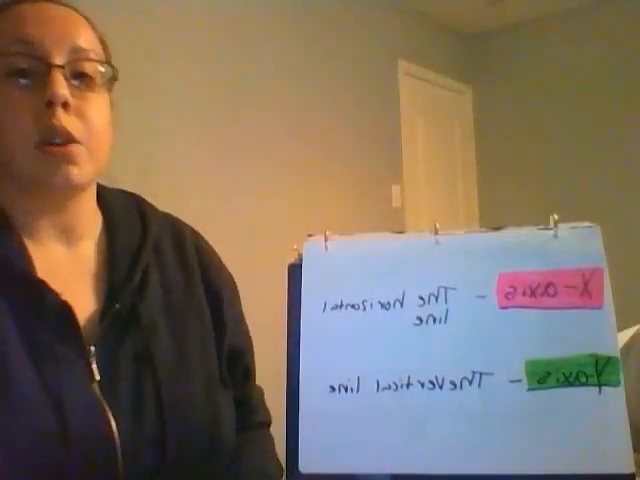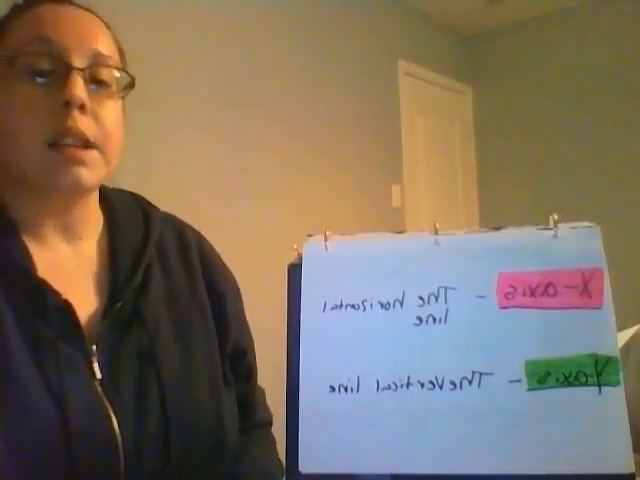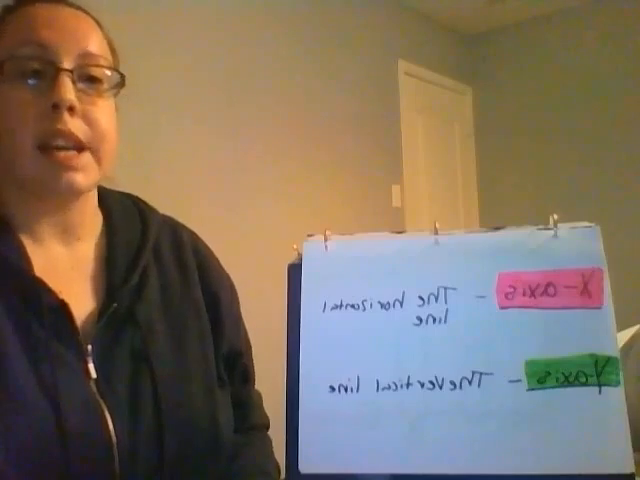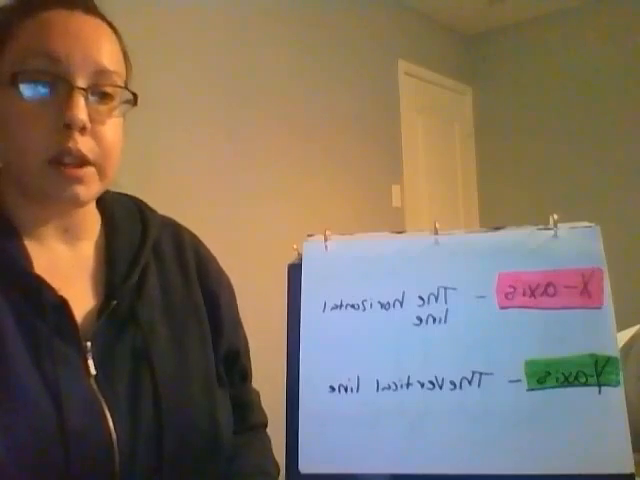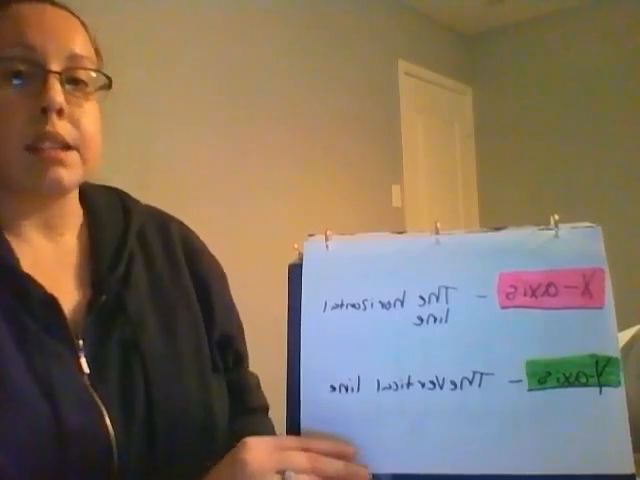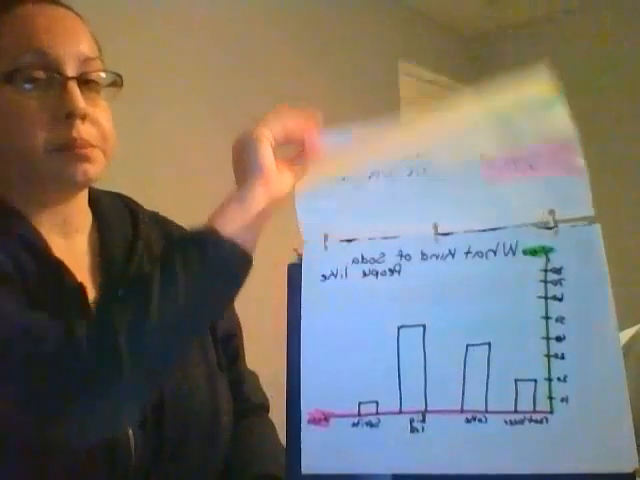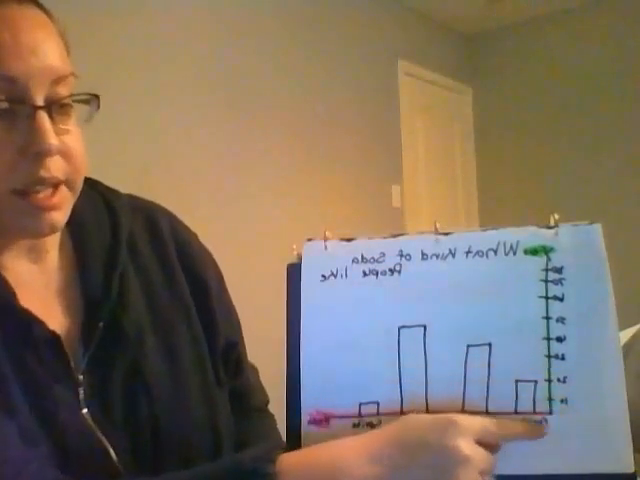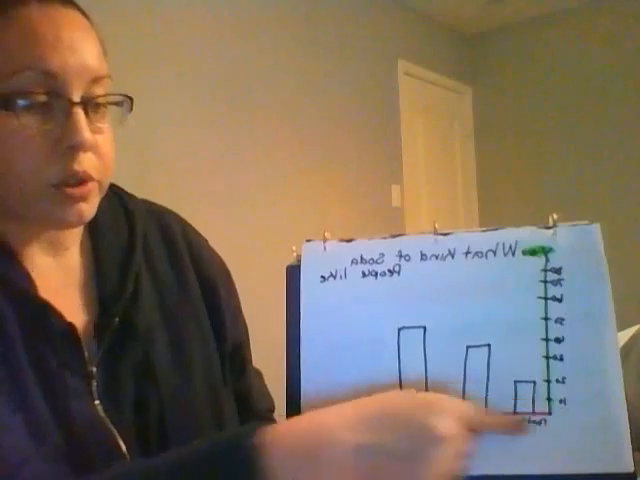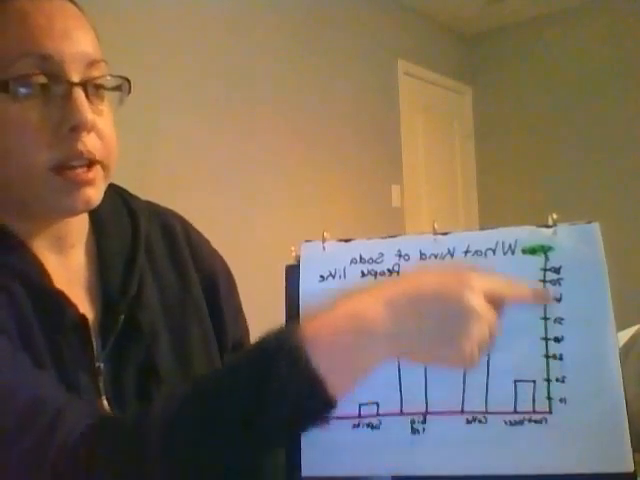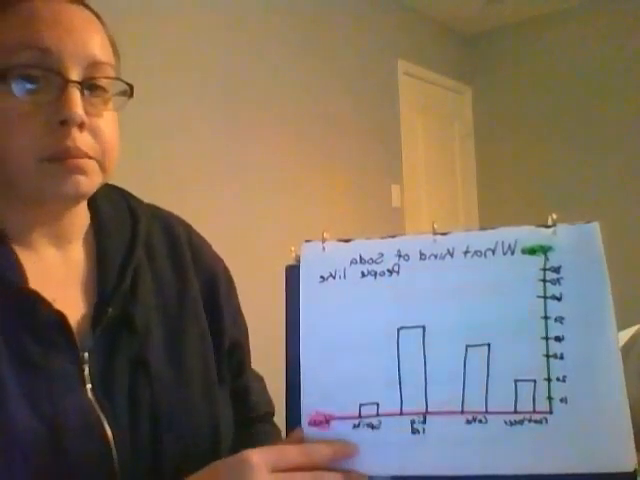Next, we need to know the x-axis and the y-axis. The x-axis is a horizontal line. The y-axis is the vertical line. This is the x. It's horizontal. This is the y. It is vertical, okay?